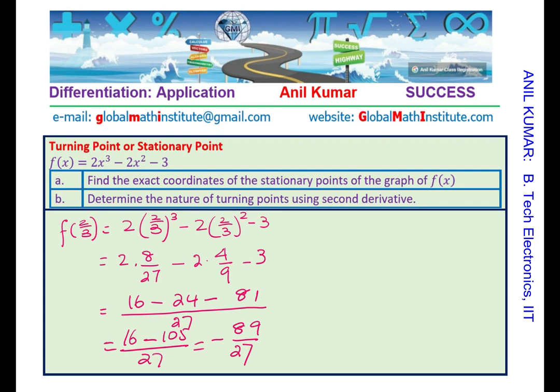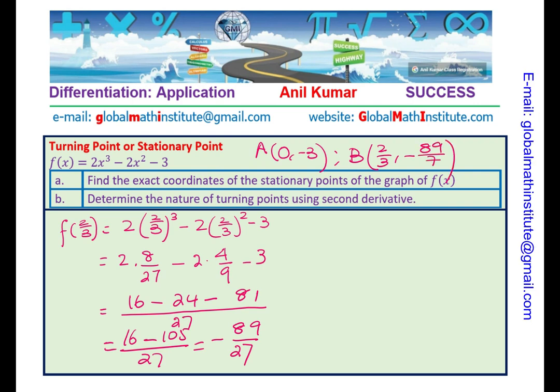So we get one point, let's call that A at 0, minus 3, and the point B at 2 by 3, minus 89 over 27. Is that clear to you? Well, if the calculator is allowed, it is a much simpler job. So we got this part.